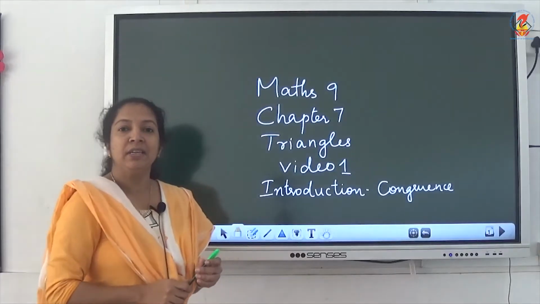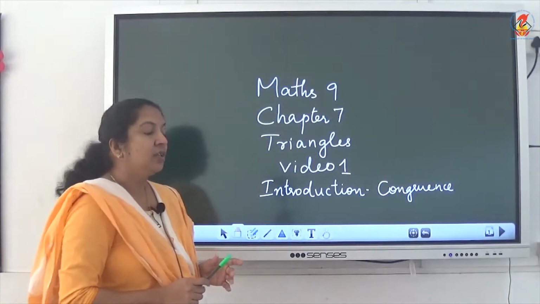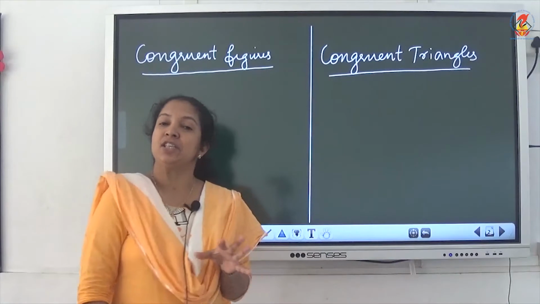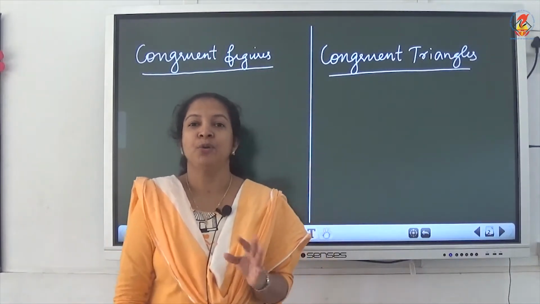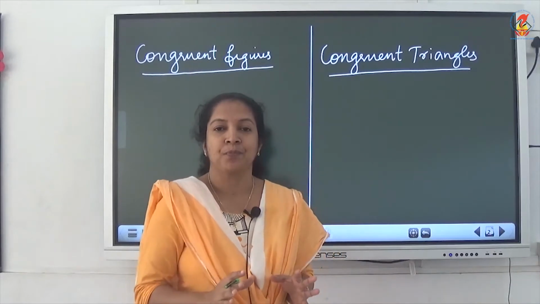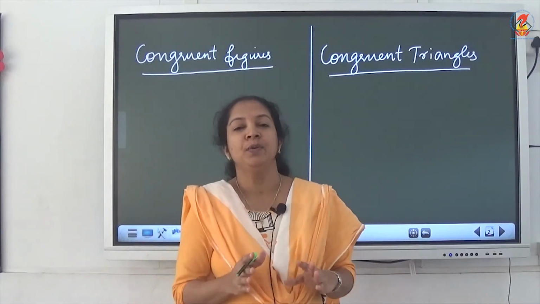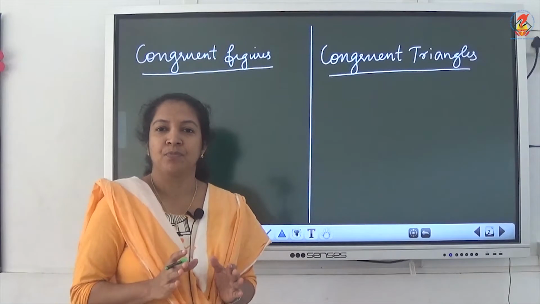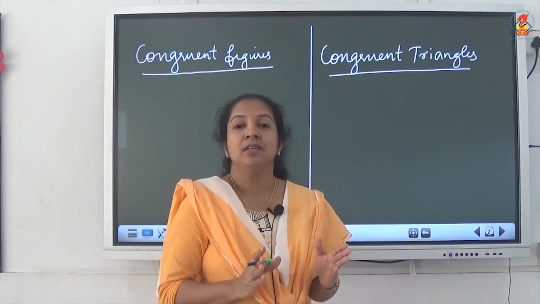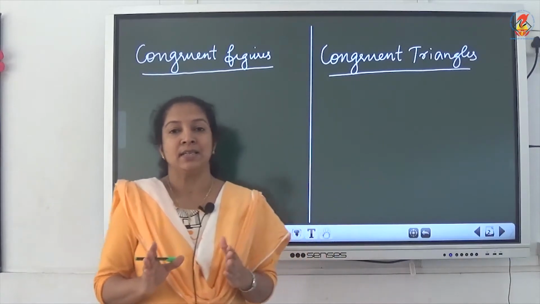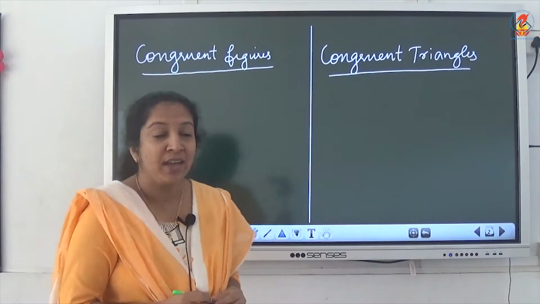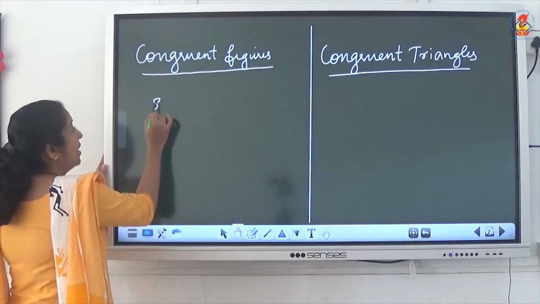Next, chapter 7, triangles, introduction. So in this section what we are learning is congruence, which you have already learned in 7th standard. So what do you mean by congruence of two figures? Congruence of two figures means figures with the same shape and size. Two figures are said to be congruent if they have the same shape and size.